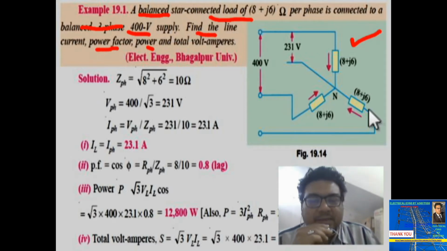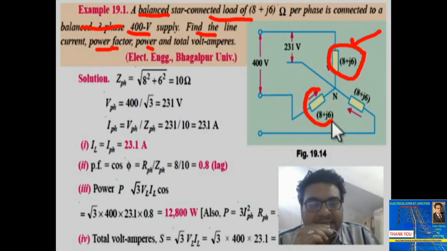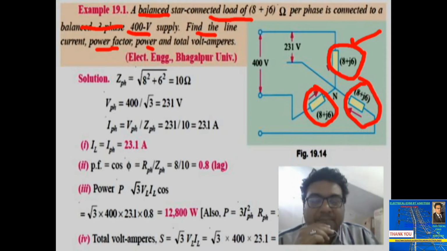So guys, here you can see this is the star circuit, star load, and which is having 8 plus j6 ohm. This is the value of impedance in each leg. This is R, Y, B, you can assume any leg. So the same impedance is connected in all the three legs, 8 plus j6 ohm. This is the impedance in rectangular form.